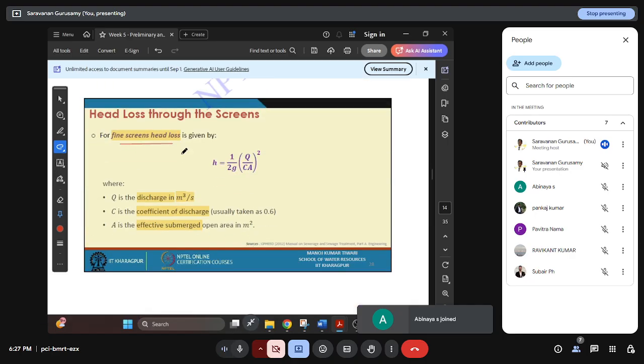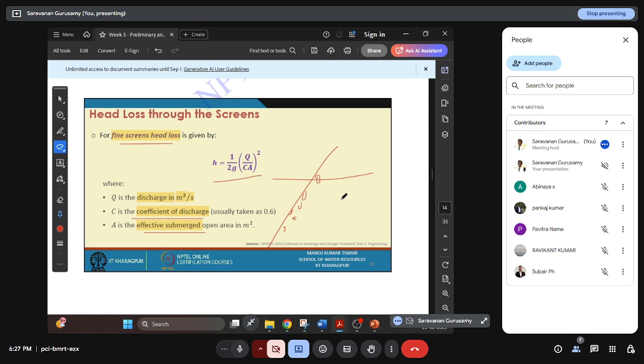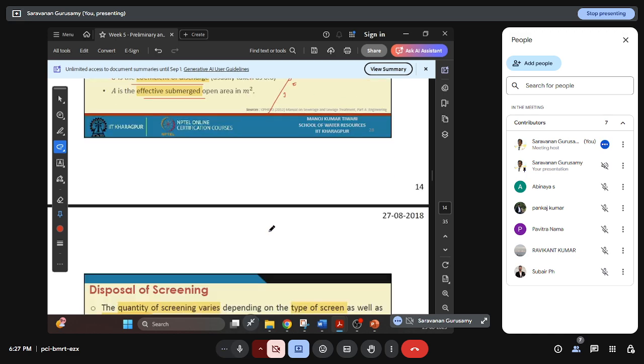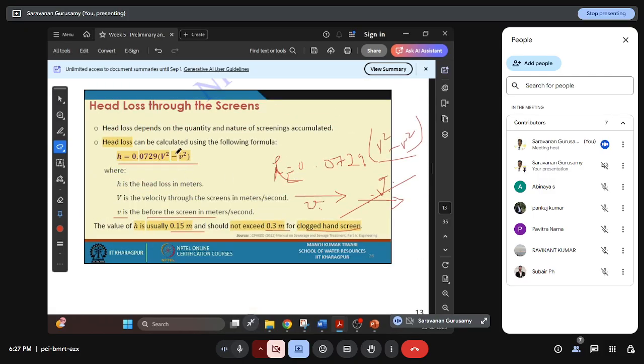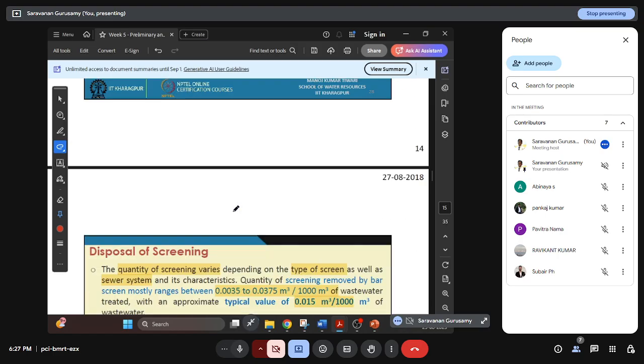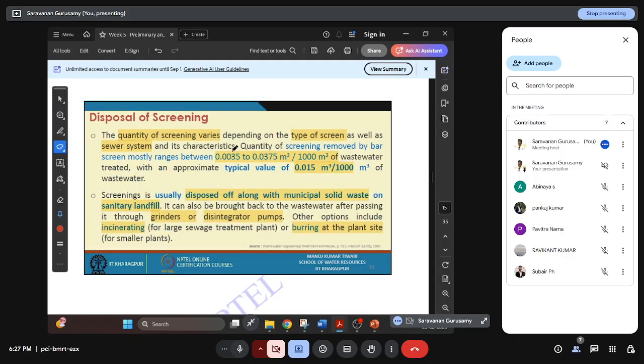If it is a fine screen, you can use this formula to find the head loss: (1/2g)(Q/CA)². C is the coefficient of discharge, and A is the effective submerged area, that is, the opening area. Only the submerged area: up to here, how much opening area is submerged, that you can find. Usually for a bar screen we use the basic formula, 0.0729 (V² − v²). Others you can just know.